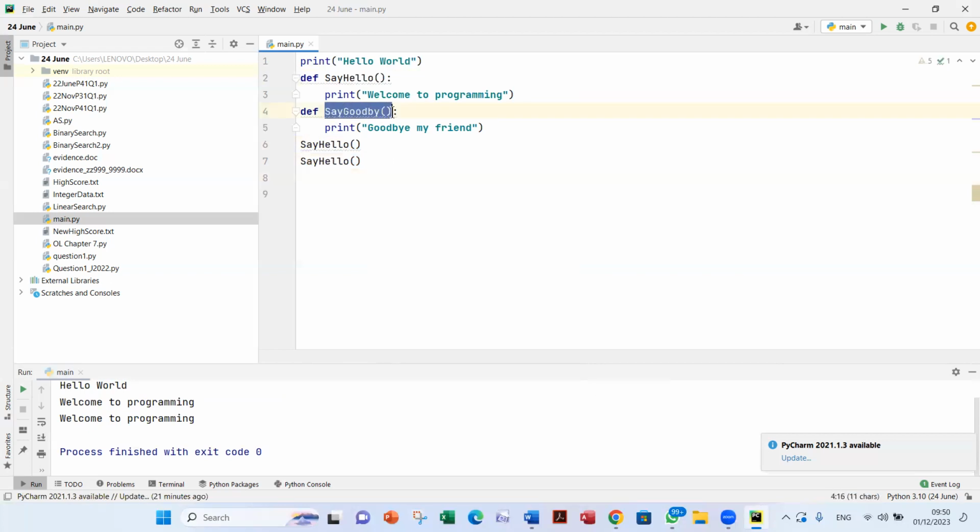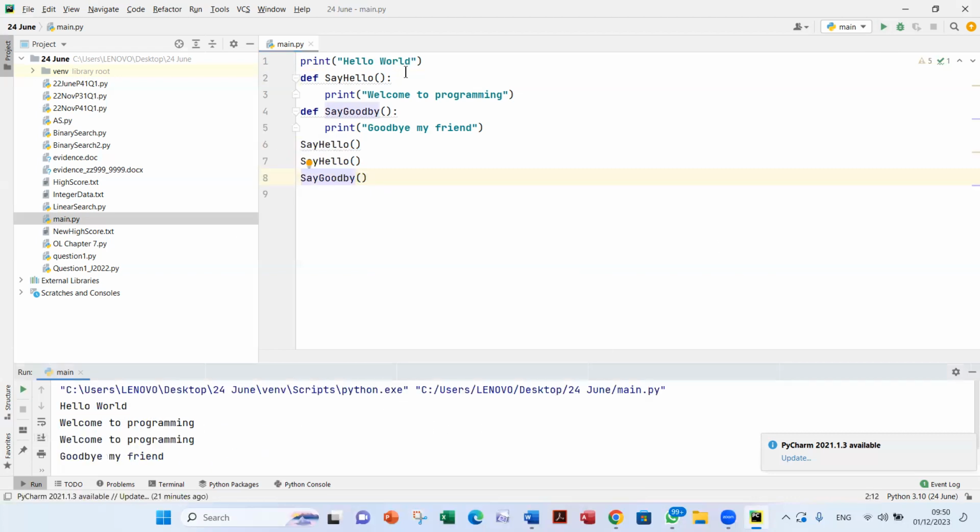So here at the bottom, this is what is meant by program calling. You call say hello once, twice, and then you call say goodbye. See? So hello world is in the main program that will be performed anyhow. This will not be performed until being called, because this is a sub-program.